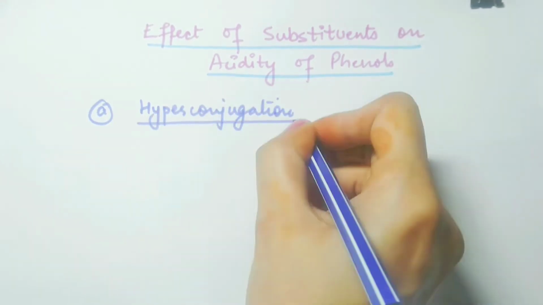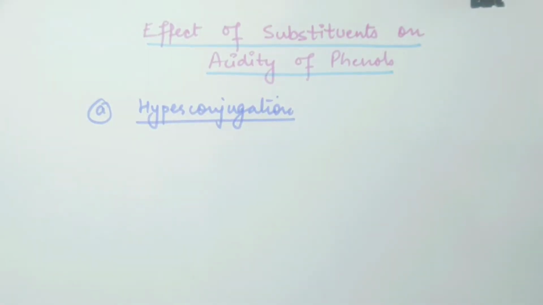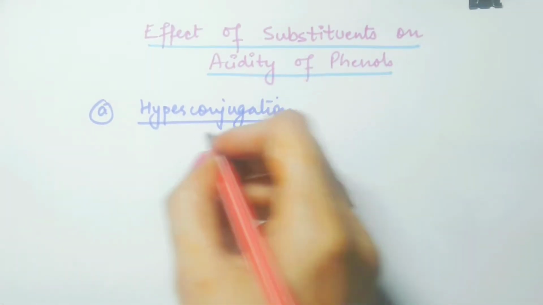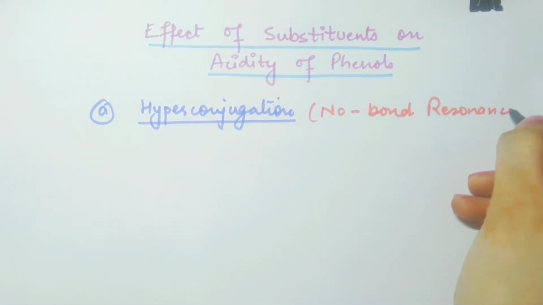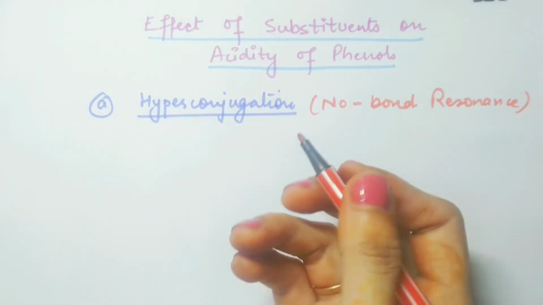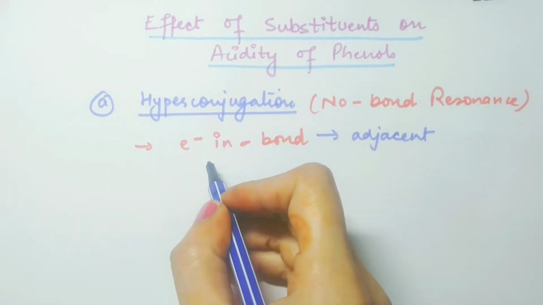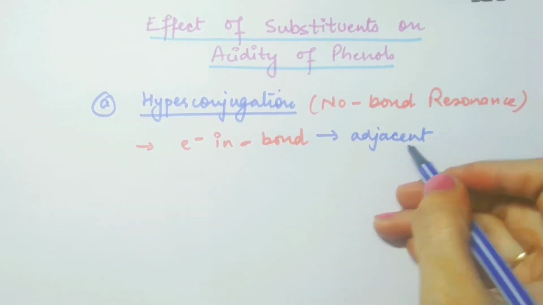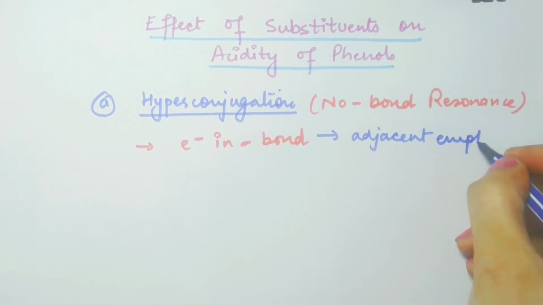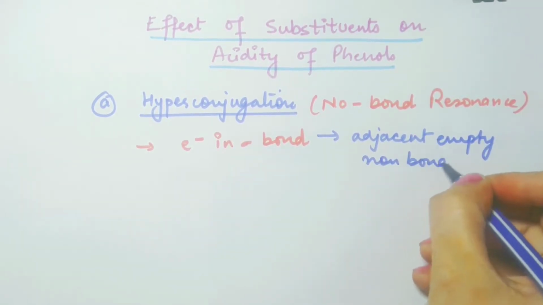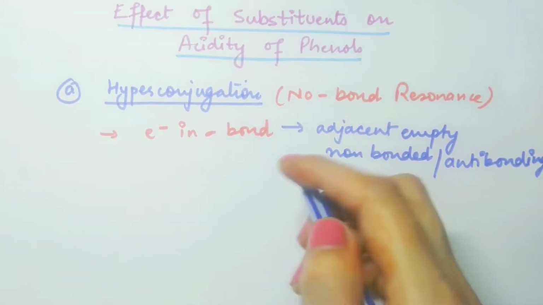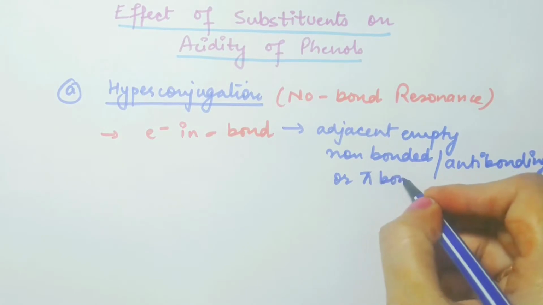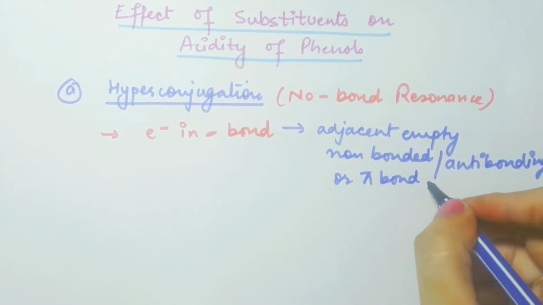Conjugation. These terms are necessary because these will be used further in your concepts. Hyperconjugation is also known as no bond resonance. Fine. In hyperconjugation, what is happening? See, the electron present in a sigma bond will interact with an adjacent empty non-bonded, or we can say anti-bonding, pi orbital, or we can say pi bonding orbital.